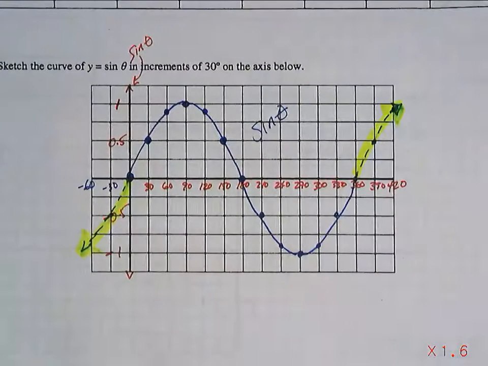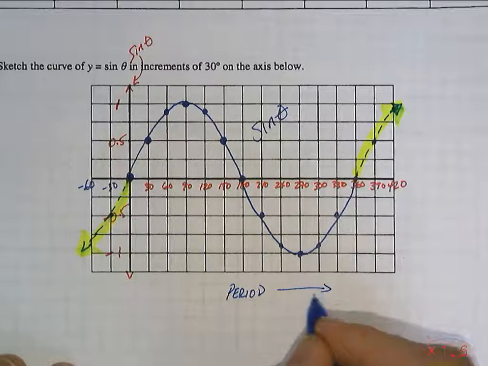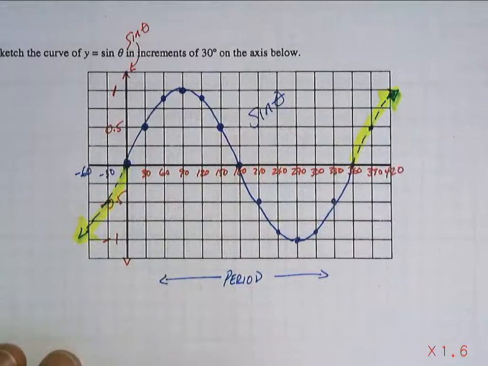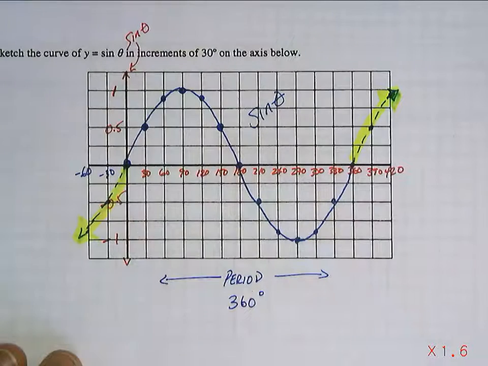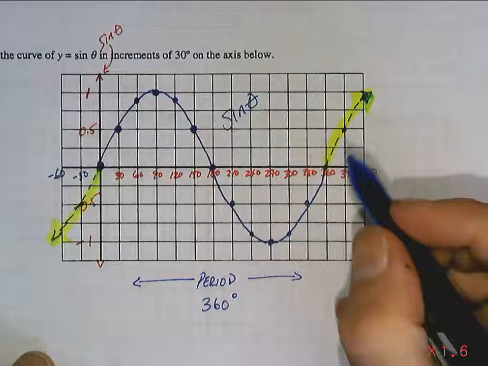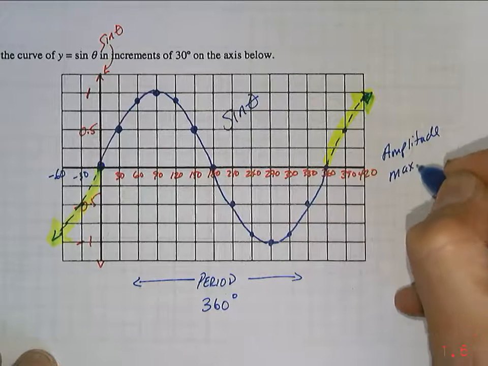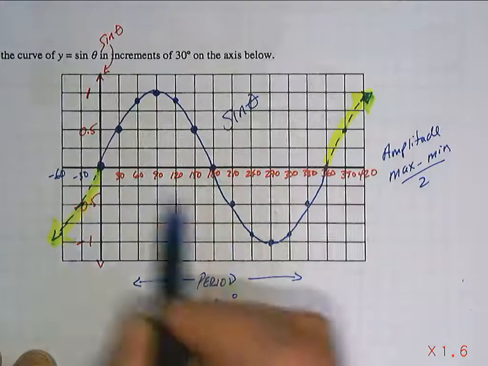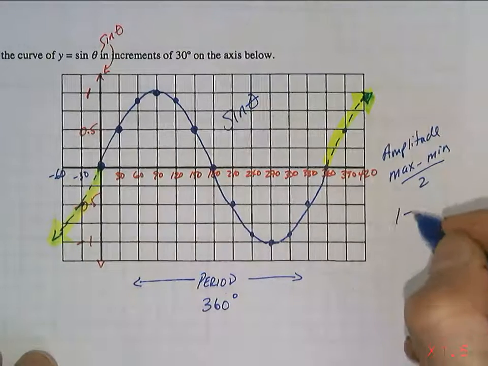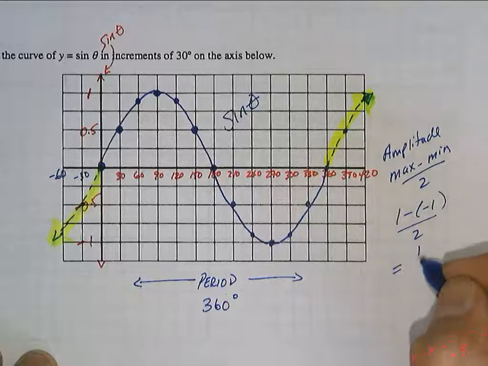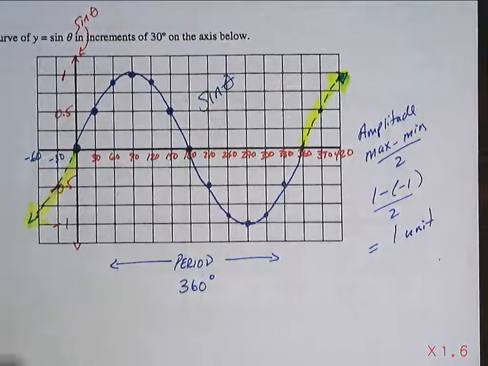What's its period? The period is the distance it takes to complete one full cycle. That's 0 to 360 degrees. What's its amplitude? Its amplitude is its max minus its min divided by 2. Its maximum value is 1. Its minimum value is negative 1. It has an amplitude of 1 unit.